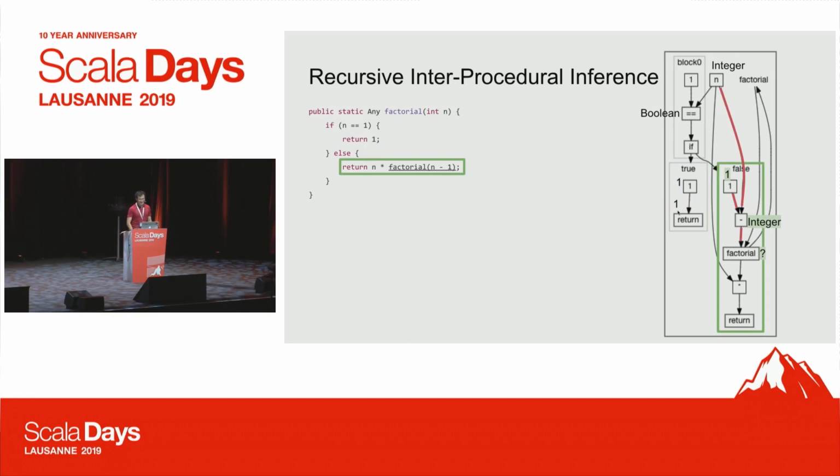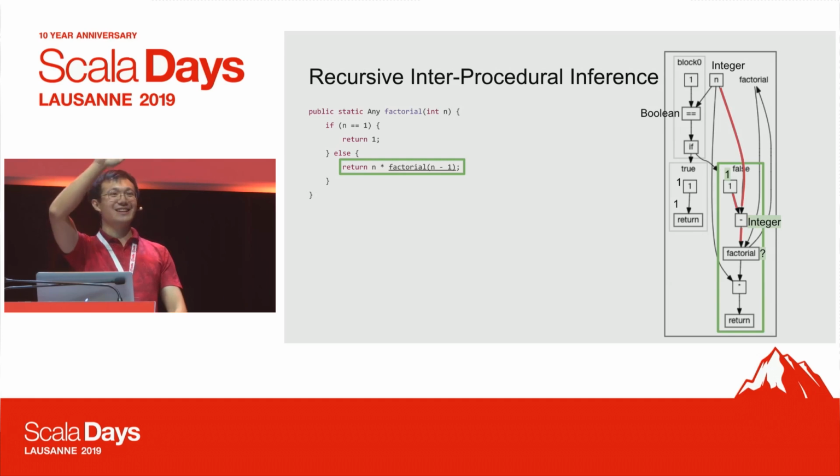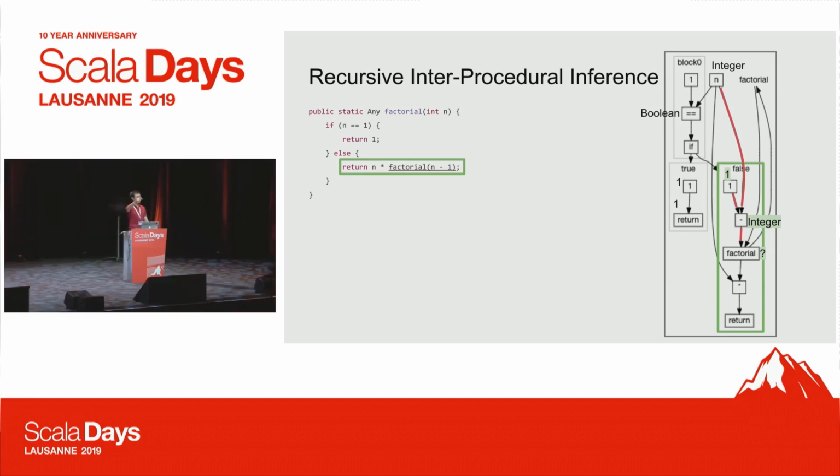The next case is more tricky. In the false case, we need to pass in 1 and n into minus. So integer minus 1 is integer, don't know which integer. But when we pass into factorial, what do we do? Just a quiz, who knows what we do here? Okay, a few people know what we do.